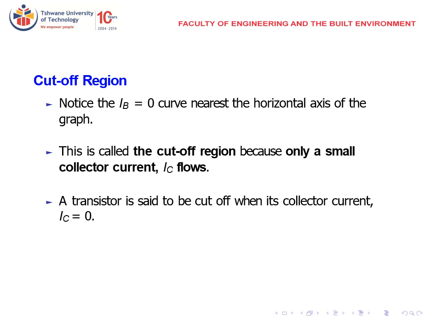The cutoff region. Notice the IB equals 0 curve nearest to the horizontal axis of the graph. This is called the cutoff region because only a small collector current IC flows. A transistor is said to be cut off when its collector current IC is equal to 0.